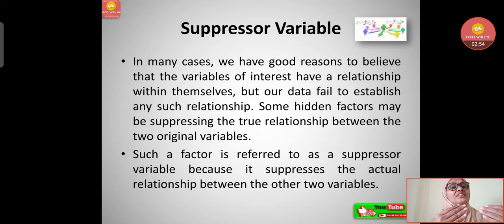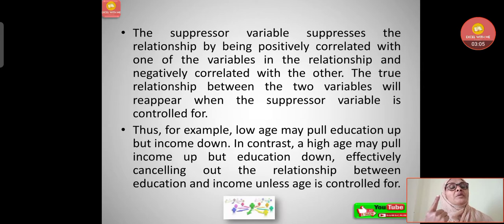Such a factor is referred to as a suppressor variable because it suppresses the actual relationship between the other two variables. The suppressor variable suppresses the relationship by being positively correlated with one of the variables in the relationship and negatively correlated with the other. So, the true relationship between the two variables will reappear when the suppressor variable is controlled for.